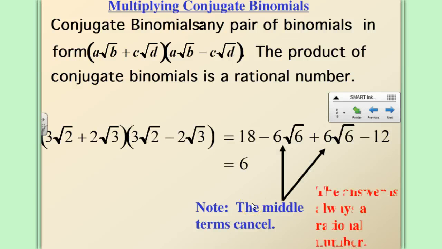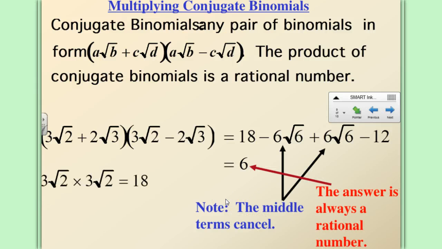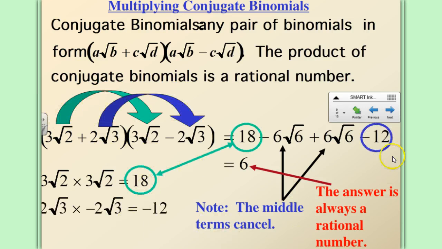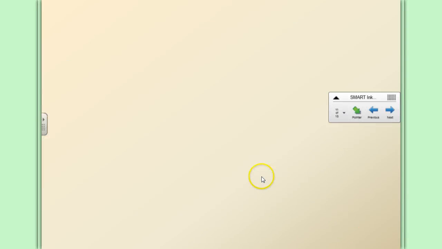No way. Note that the middle terms always cancel out, and your final answer is something without radicals, a rational number. Okay? That's kind of special. So really all you have to do is simply multiply the first terms and the last terms. You really don't even need to bother multiplying the middle terms out because they'll always blow up anyway. All right? If you don't believe it, check it out.